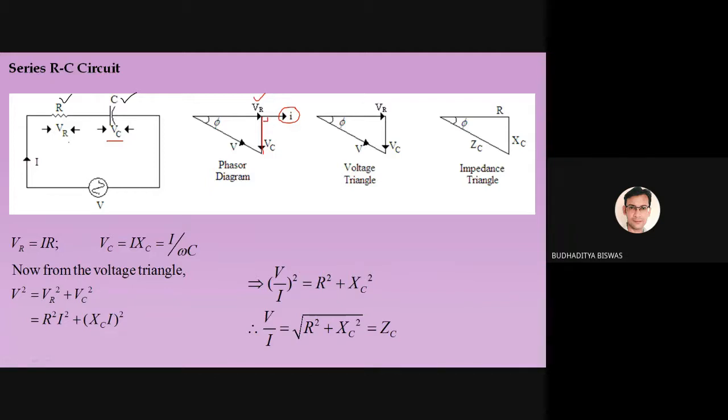Now, what is the summation of this VR and VC? If we take the voltage across the resistance plus the voltage across the capacitance, then we get the supply voltage V, because this V is distributed among the capacitance and the resistance. That's why if we take the phasor summation VR plus VC, we get V. This is our supply voltage. And the angle between the supply voltage and the current through the circuit is called the phase angle, which is phi here, and this phi is lagging.